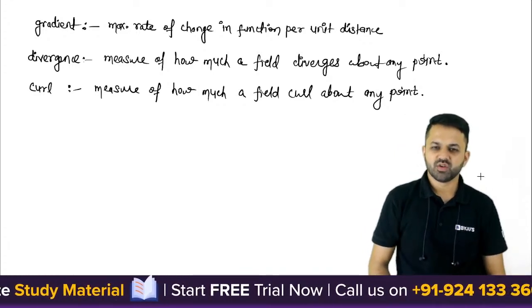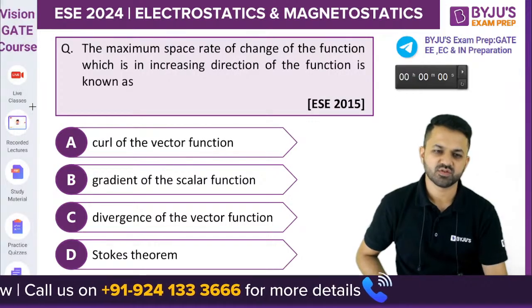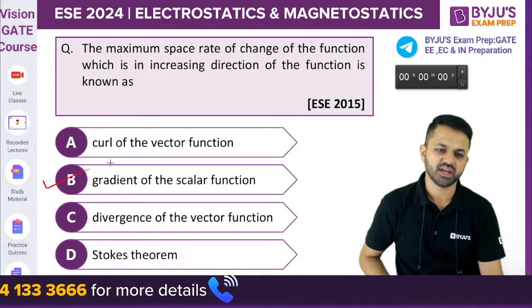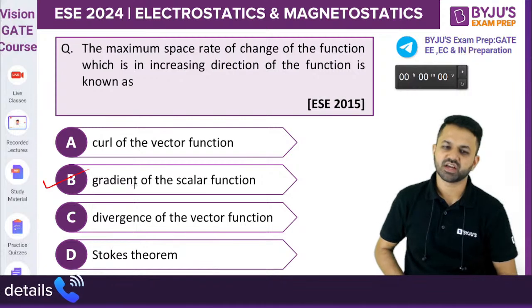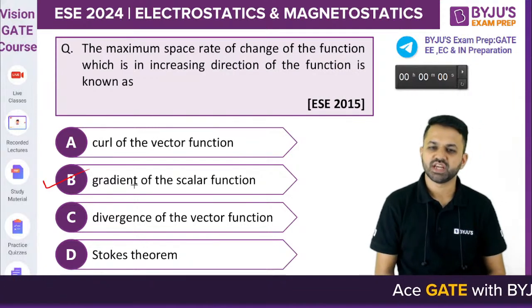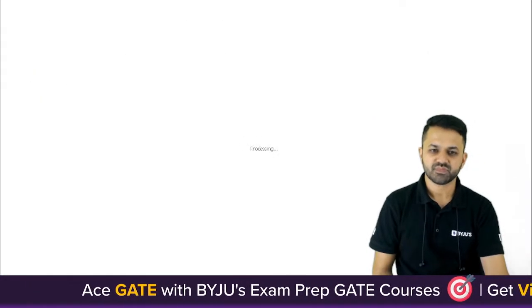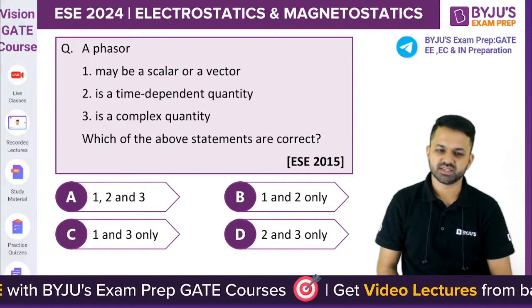So in this way, you can understand what the correct answer should be. The correct answer would be the gradient of a scalar function. The gradient of the scalar function will give you the maximum space rate of change per unit distance in the increasing direction. Okay. Now try to answer this one.